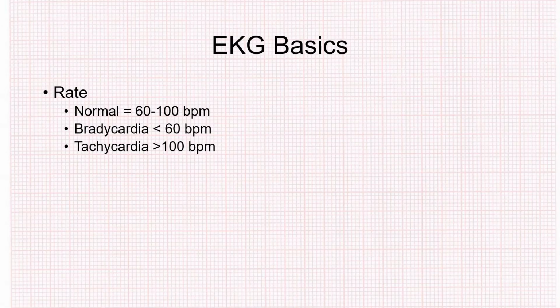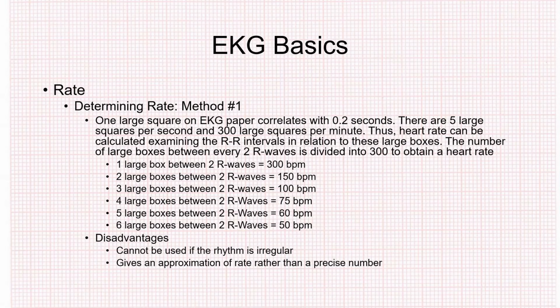So let's talk about rate first. A normal rate is between 60 to 100 beats per minute. Bradycardia is represented by less than 60 beats per minute, and greater than 100 beats represents tachycardia. There's a couple of different methods for calculating rate on an EKG. You can look between large boxes, where if they're one large box apart, that represents 300 beats per minute. 2 large boxes apart represents 150 beats per minute, then 100, 75, 60, 50, and so on.